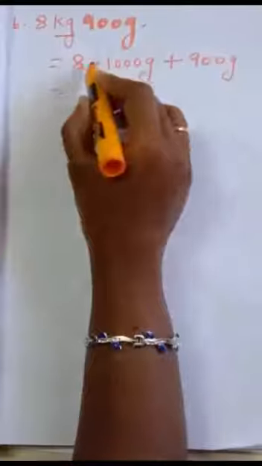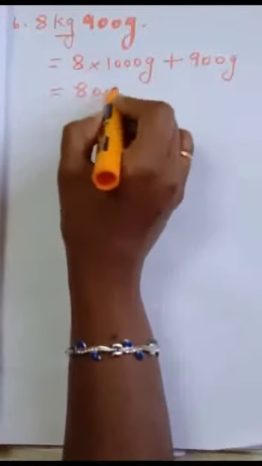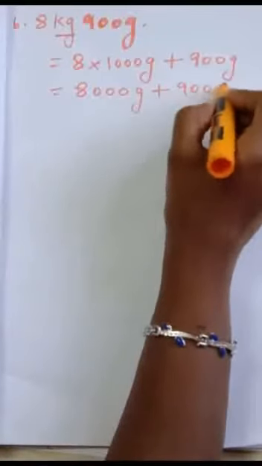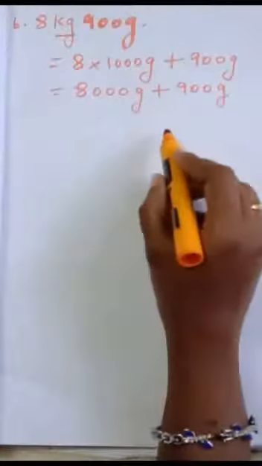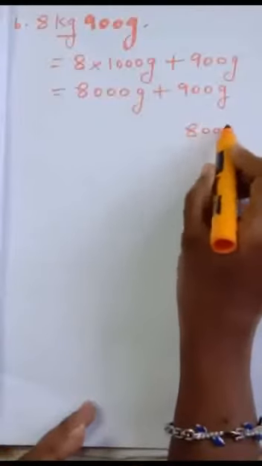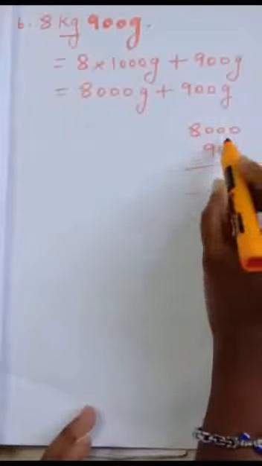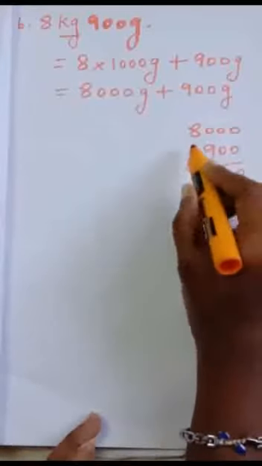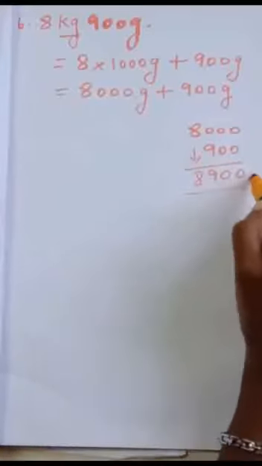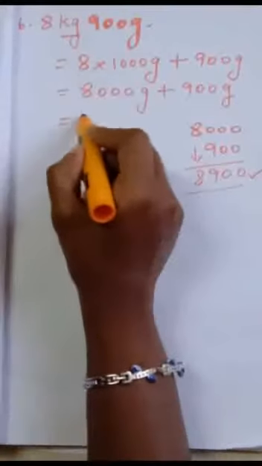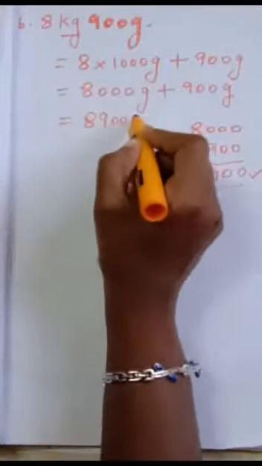Next step, you have to multiply this. You'll get 8 into 1000 is how much? 8000 gram plus 900 gram. Okay, what is our next step? We have to add, isn't it? 8000 plus 900, isn't it? 0, 0, again 0 plus 0, 9, 8 as such. So what is the final answer? When you convert this 8 kg 900 gram completely as gram, you'll get 8900 gram. Is that clear?